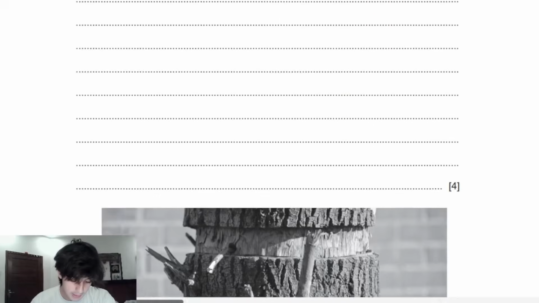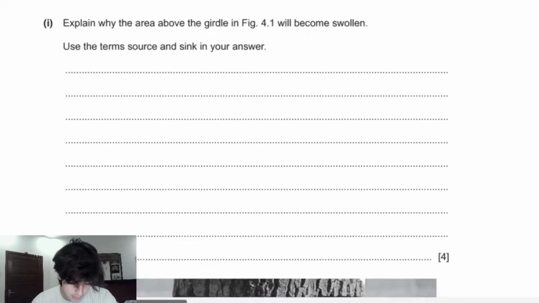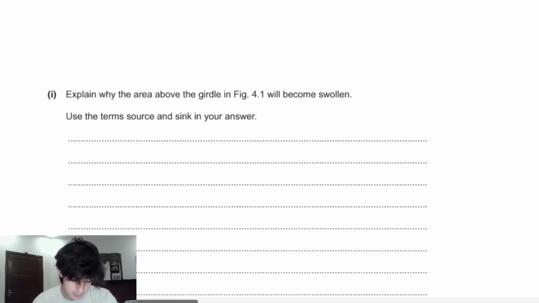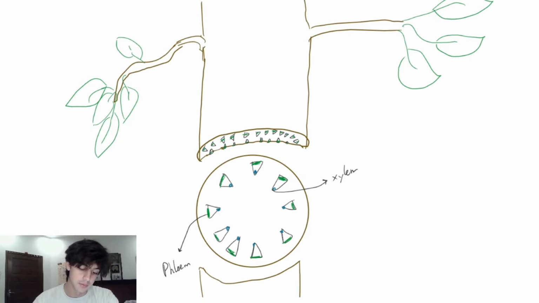Now, this is a very interesting question. So over here, we had a tree that essentially got cut from this section, right? And we need to explain why the area above the girdle will become swollen. So essentially this area over here, why does this area become swollen compared to the one below? Now, to understand this, you got to have a good idea of translocation and how it works when we're moving food, sucrose, from source to the sink. So you already know your boy got those diagrams ready and set.